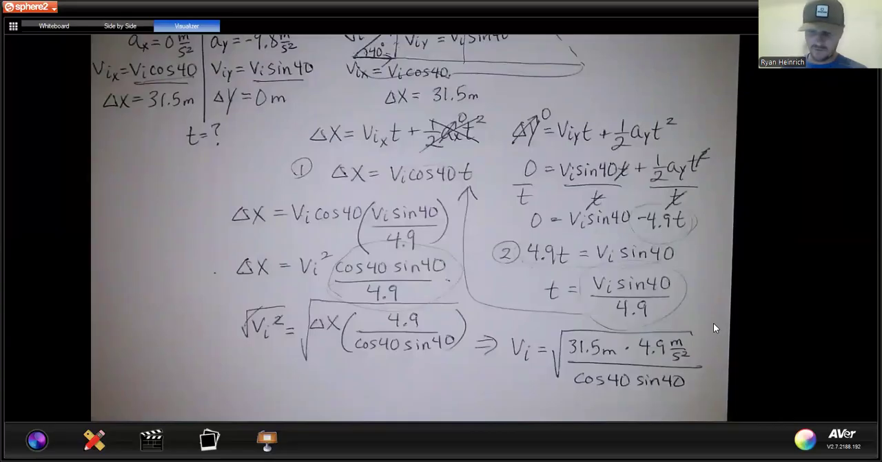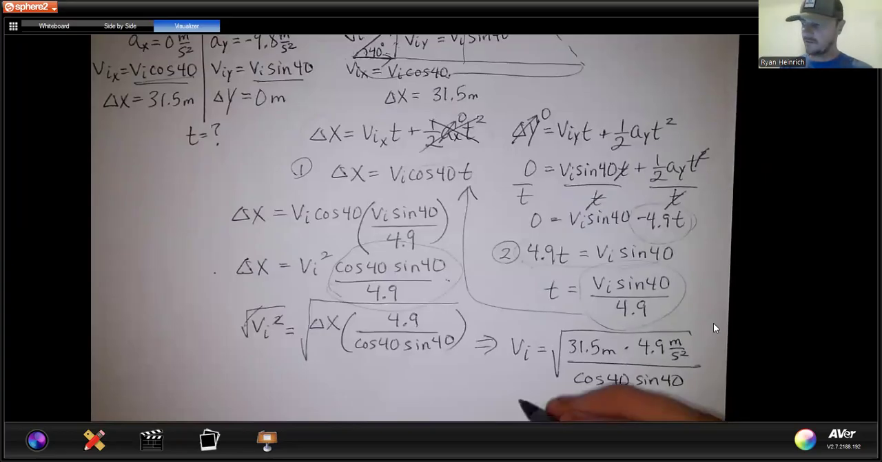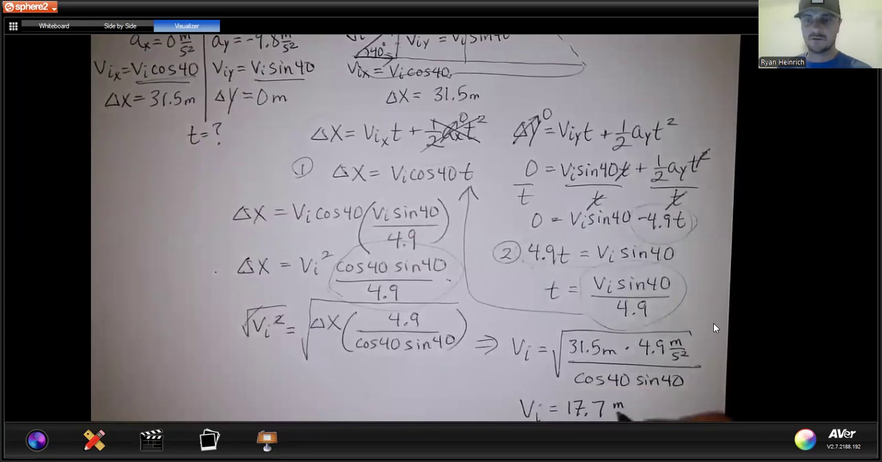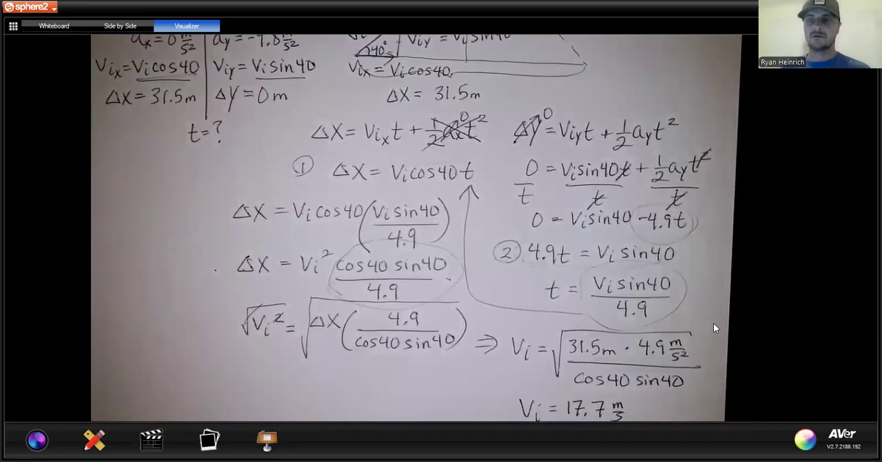And if you struggle with doing all of this in one shot on your calculator, then do it in pieces. There's nothing wrong with that. Just make sure that you're not doing too much at once if you don't know how, okay? And I get an answer, VI equals 17.7 meters per second. There's my answer.